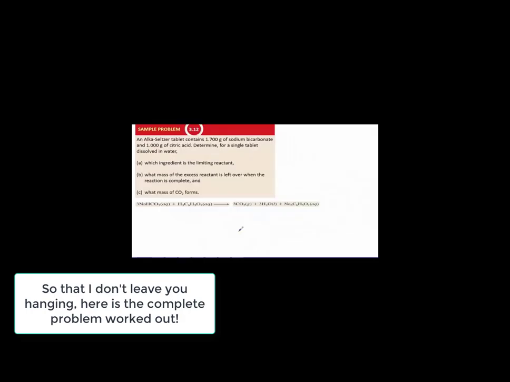In this video, we'll be talking about how to do a limiting reactant problem. A limiting reactant problem can be recognized by a stoichiometry problem where you're given amounts of 2 different reactants and asked for the amount of the product. So for example, an Alka-Seltzer tablet contains 1.7 grams of sodium bicarbonate, that's NaHCO3, and 1 gram of citric acid.